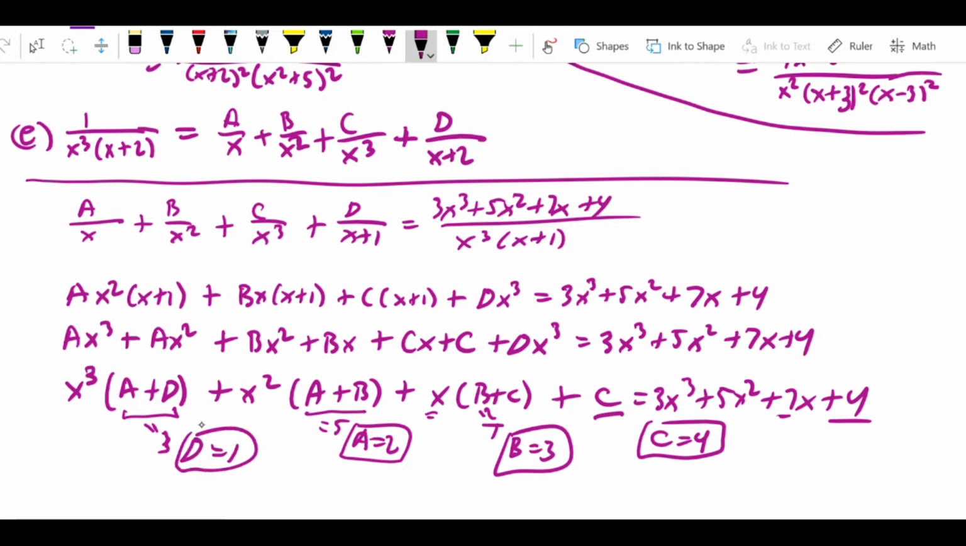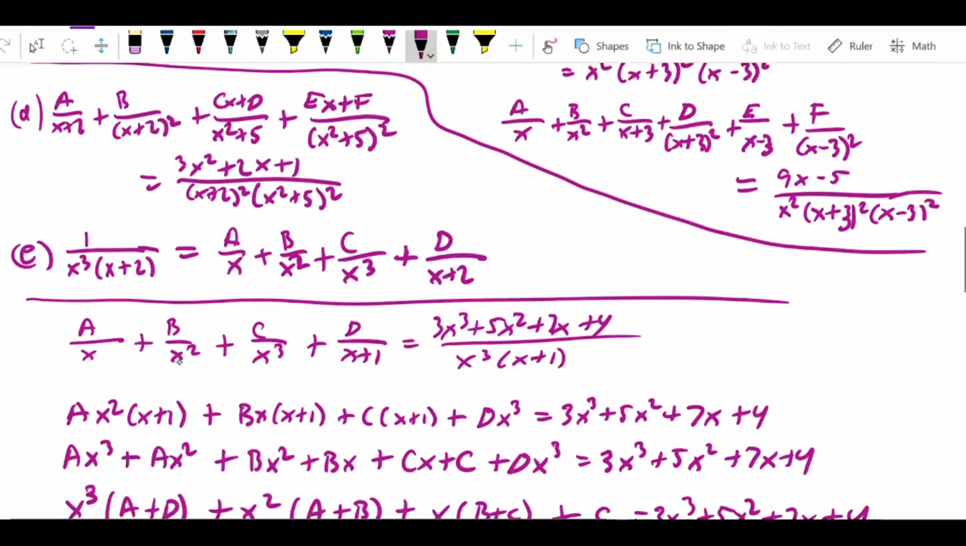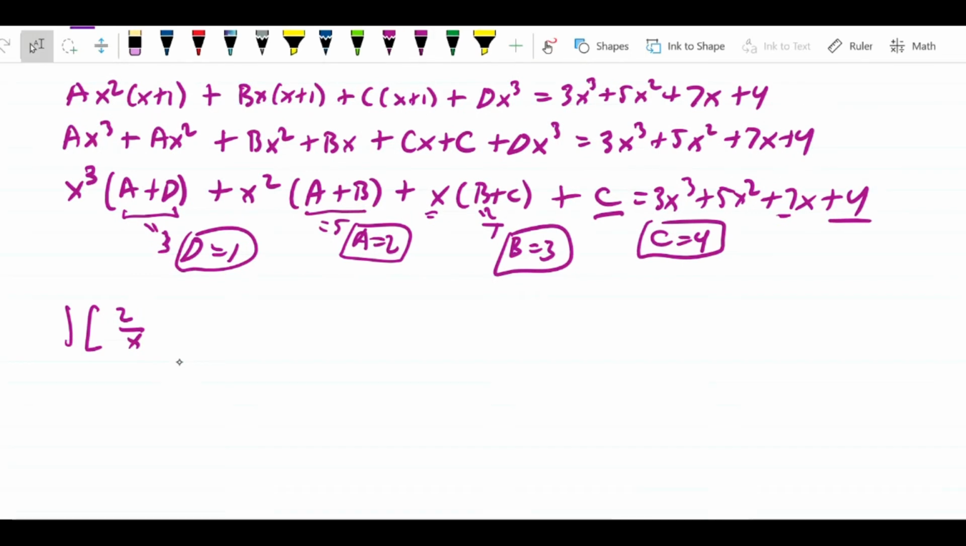So what we're finding here is the integral of, I'm just filling in the constants from the original setup, 2 over x plus 3 over x squared plus 4 over x cubed plus 1 over x plus 1 dx.